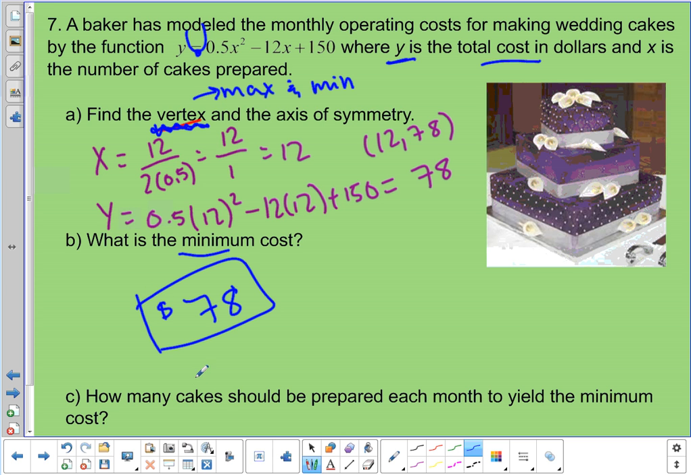And how many cakes should be prepared to yield this? X is the number of cakes. That's 12. So 12 cakes. That's how you take that vertex and turn it into something with meaning. Vertex is the same thing as maximum and minimum. So if you're looking for a minimum, find the vertex. If you're looking for a maximum, find the vertex. Figure out what X and Y mean. We're not actually asked to graph this one, so we can stop there.